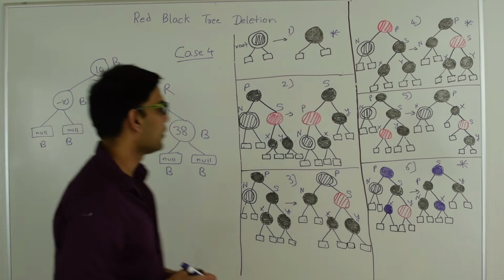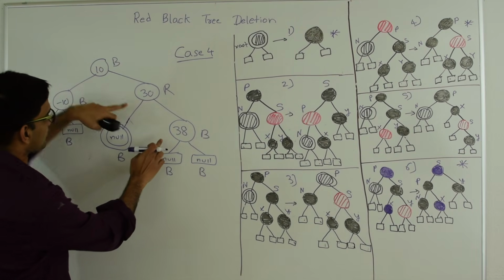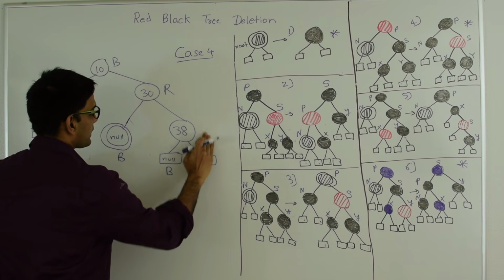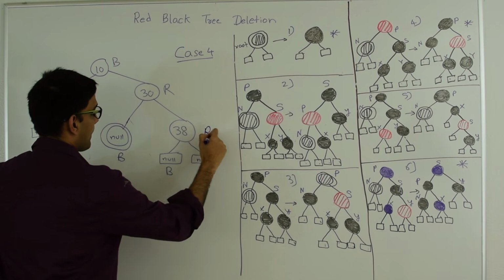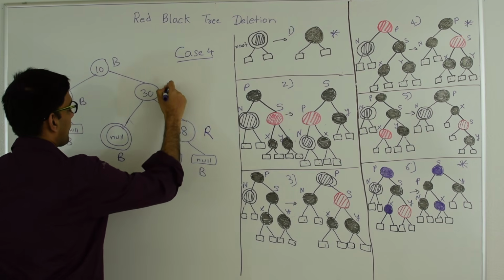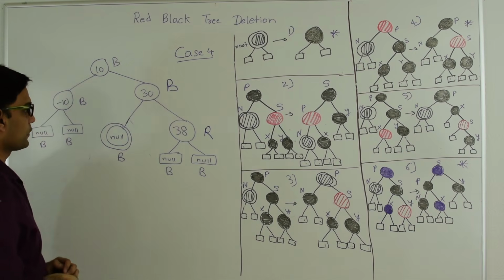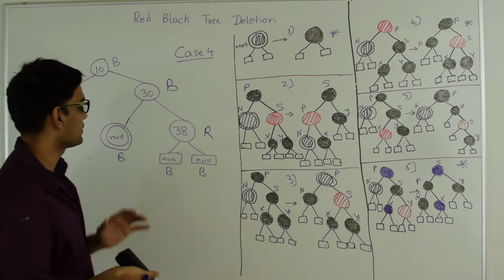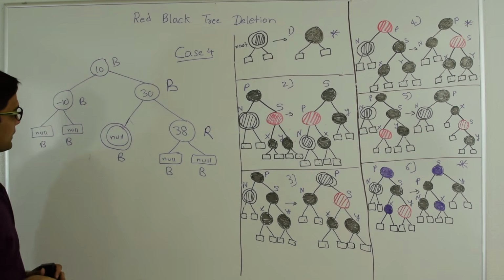So in case 4, all you have to do is exchange the color between the parent and its sibling. So this becomes red and this becomes black. And also case 4 is a terminating case. It means that as soon as we do this transformation, we are done. So let's see if we are done or not.